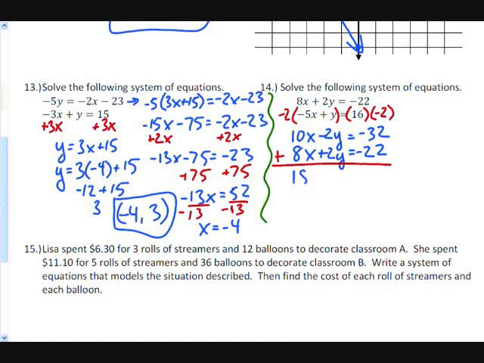So that's going to give me an 18x. The y values are going to go ahead and cancel out. This is going to give me a -54. Dropped my negative sign. And now I have to divide each side by the 18.